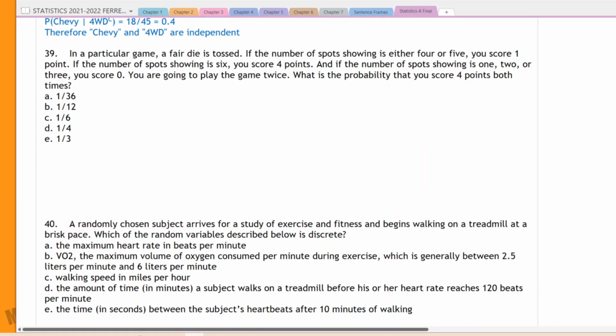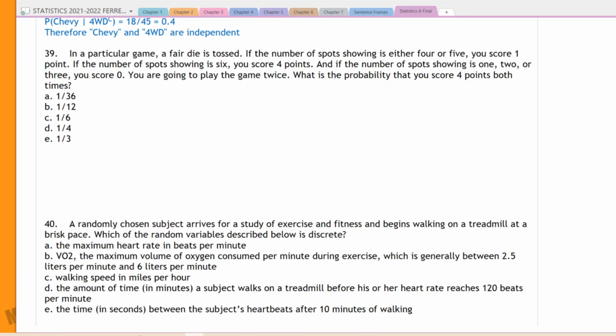In a particular game, a fair die is tossed. If the number of spots showing is either 4 or 5, you score 1 point. If the number of spots showing is 6, you score 4 points. And if the number of spots showing is a 1, 2, or a 3, you score 0 points. And you're going to play the game twice. What is the probability that you score 4 both times?